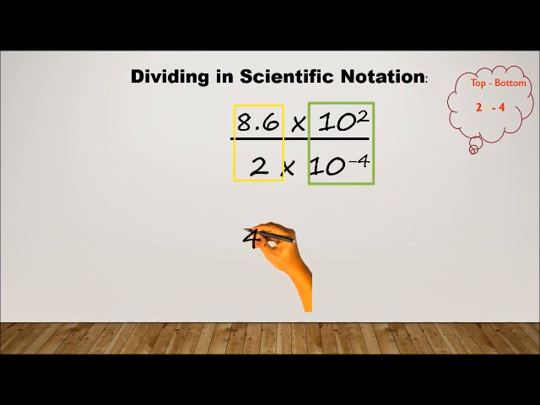So when I do my division with my first factors, I get 4.3. With my powers of 10, we have 10 to the 6. So that answer ends up 4.3 times 10 to the 6.